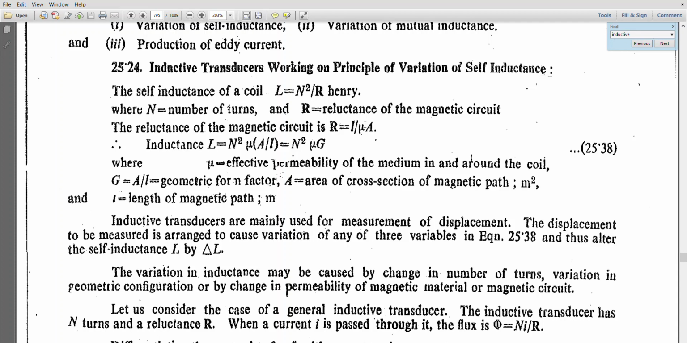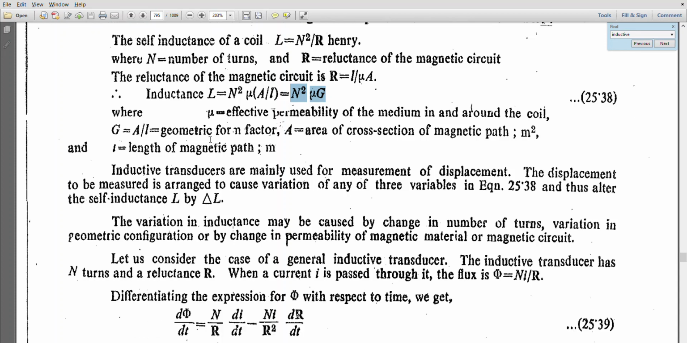So that is permeability, and based on this formulation you substitute in L, and you will arrive at N squared mu by G, where G is the geometric factor, which is A by L, the area divided by the length of the magnetic path. Now if you see this equation, the self-inductance of a coil can be changed in 3 ways: a change in the number of turns, the permeability of the medium, and G, the geometric factor.